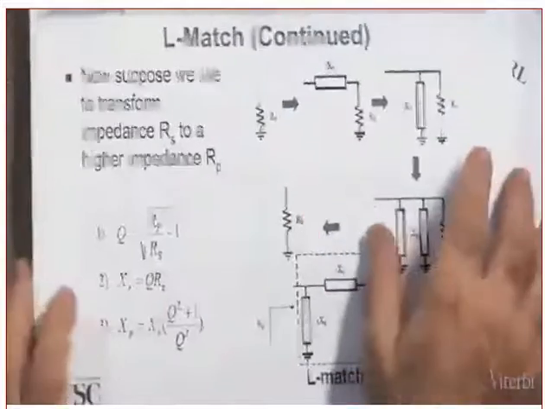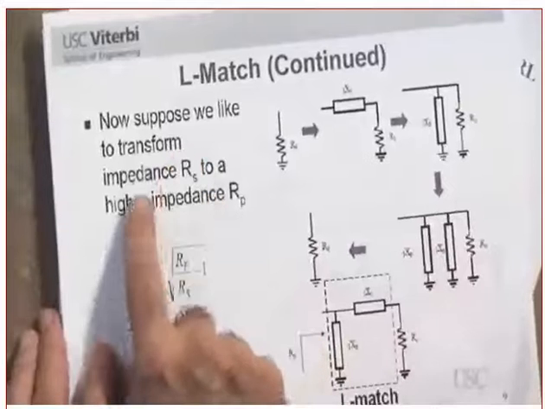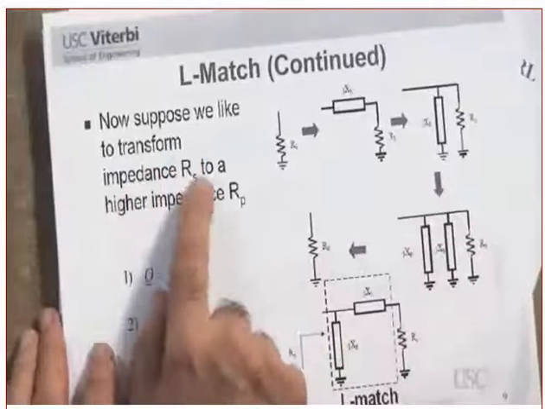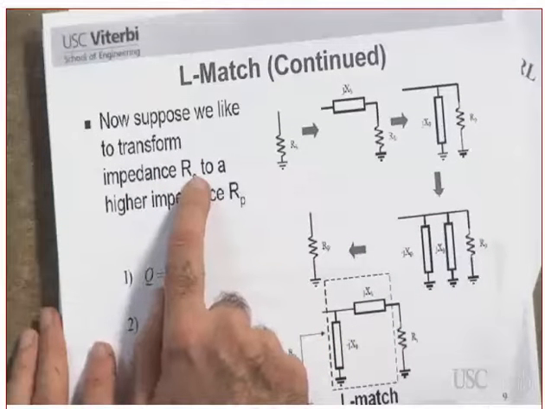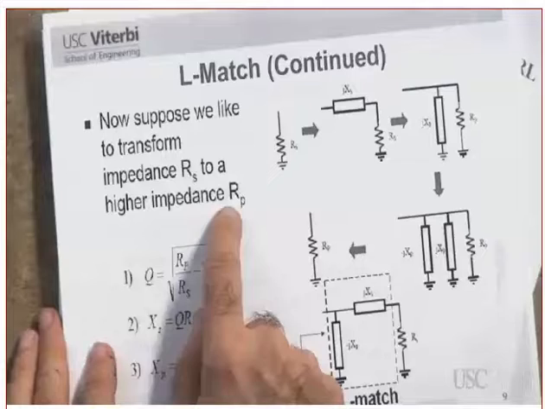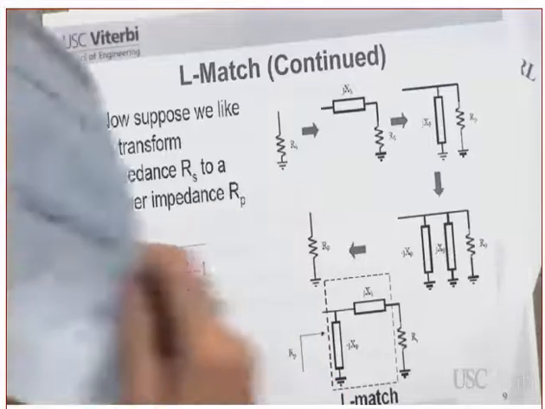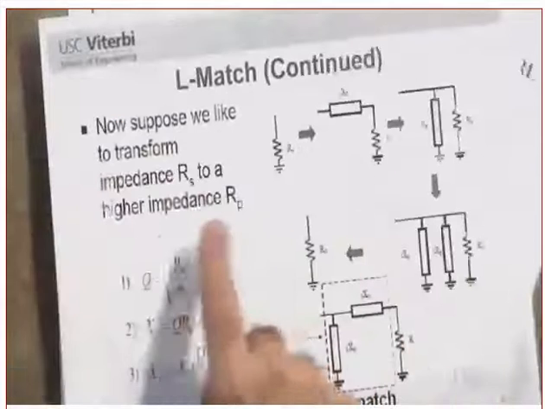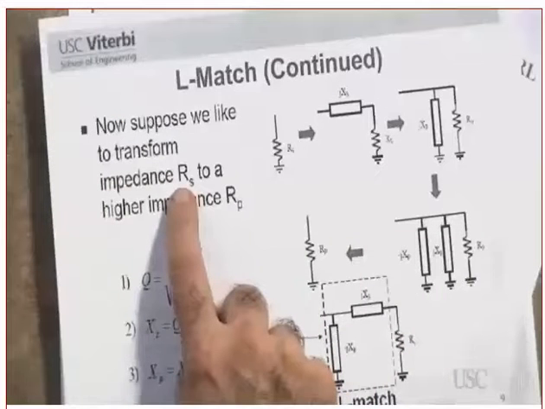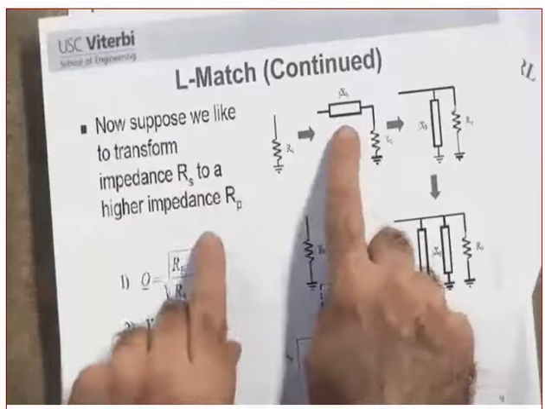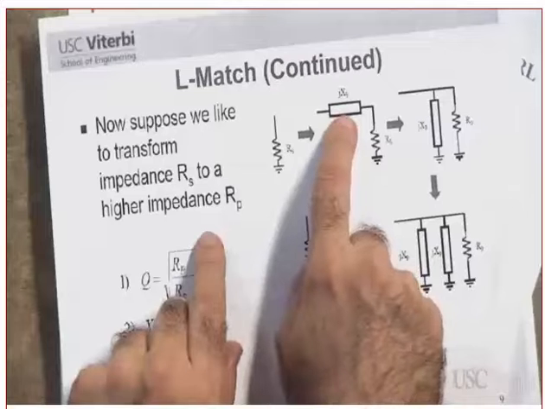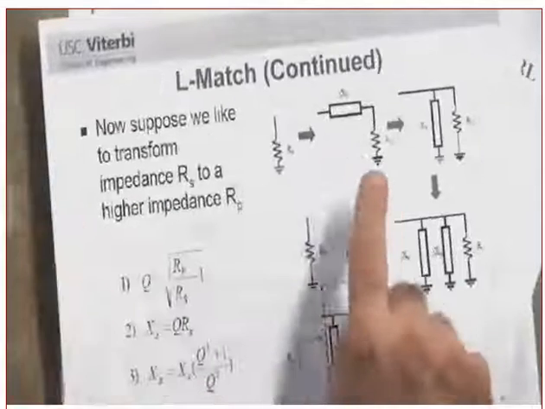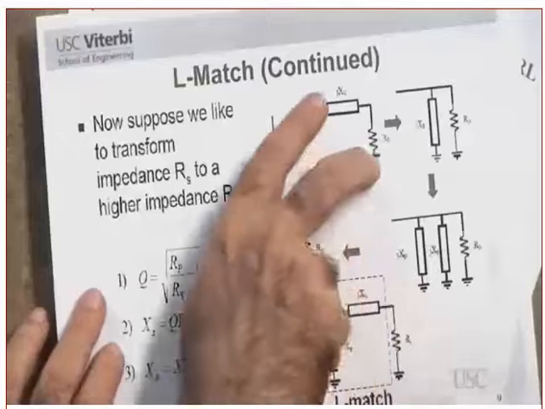Okay. Now, did you understand the analysis? Tell me now, what is the other way around? Suppose we want to transform an impedance RS into a bigger RP. Before, we transformed RP to a lower value. In here, we want to transform a smaller resistance to a higher one. Here I put a series element, and here I put a parallel. Here, what do I put? A series.